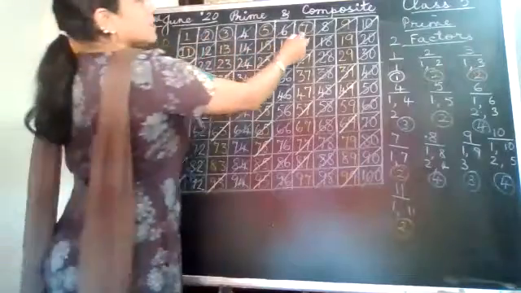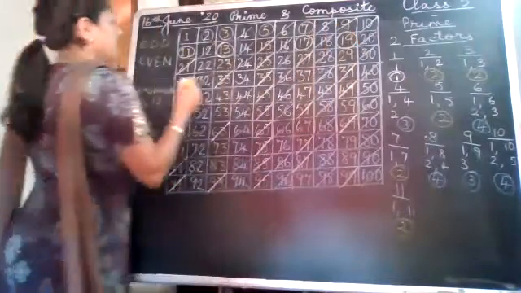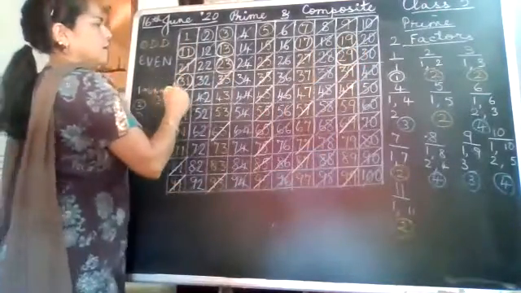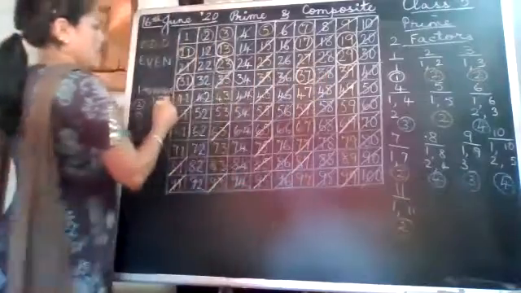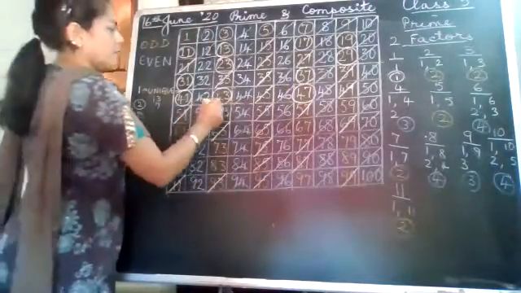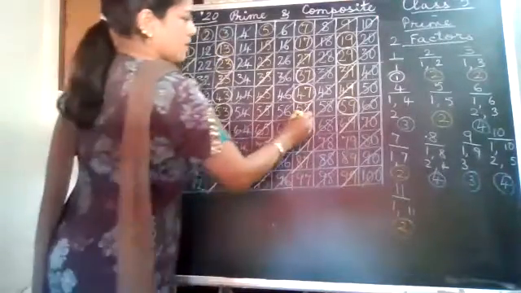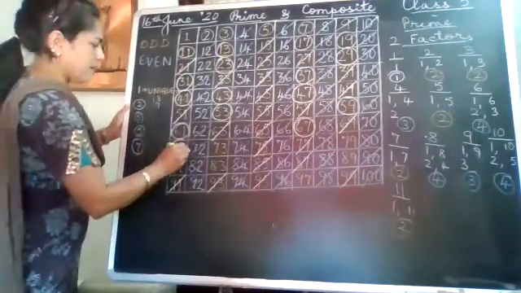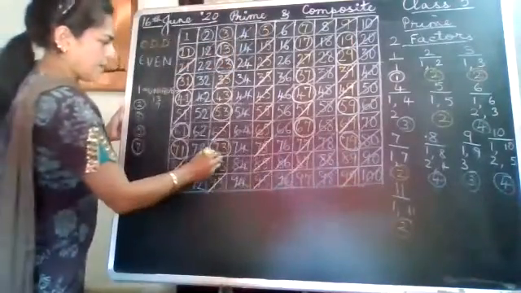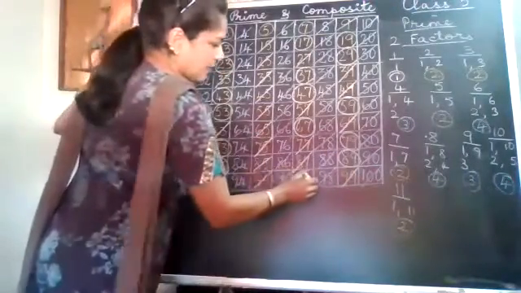Numbers left are 2, 3, 5, 7, 11, 13, 17, 19, 23, 29, 31, 37, 41, 43, 47, 53, 59, 61, 67, 71, 73, 79, 83, 89, and this only 97.